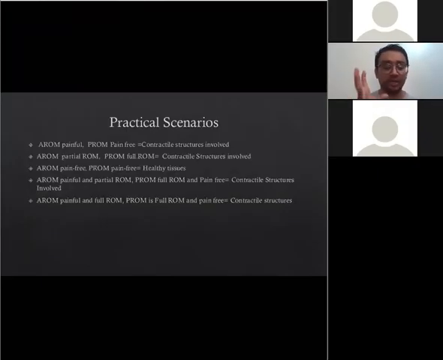So here we are talking about contractile structure involved again. So we can rule out the other structures. Now we don't have to worry about the capsule. We don't have to worry about ligaments. We don't have to worry about the joint. We don't have to worry about other structures unless there are other symptoms. Okay. Now let's combine another thing.